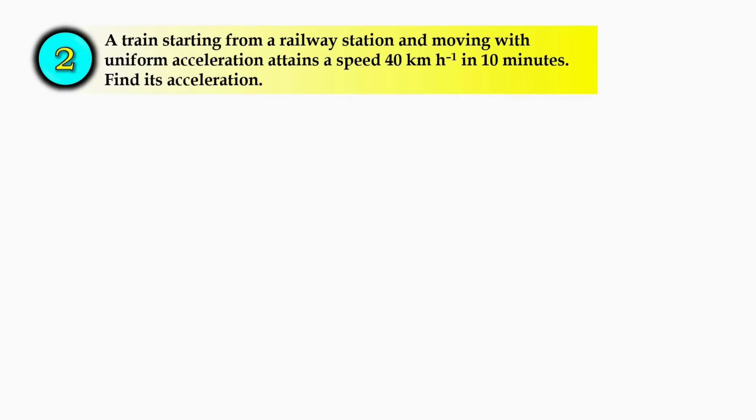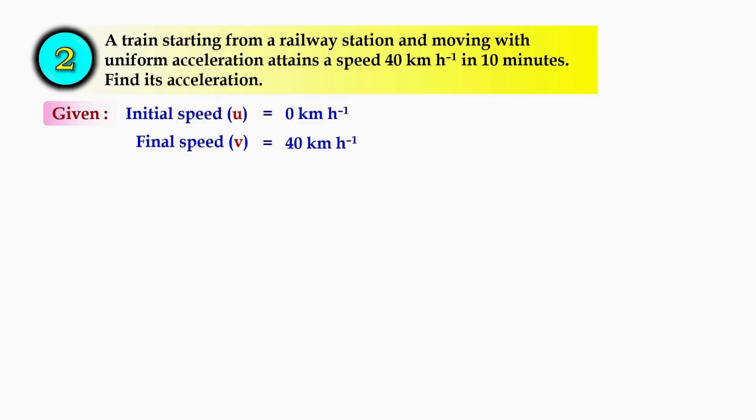Acceleration, train problem. Let us solve this problem step by step. A train starts from a railway station and moves with uniform acceleration. It attains a speed of 40 km per hour in 10 minutes. We are asked to find the acceleration of the train. First, let us write the given values. Since the train starts from the station, the initial speed, denoted by U, is 0 km per hour. The final speed, denoted by V, is 40 km per hour.